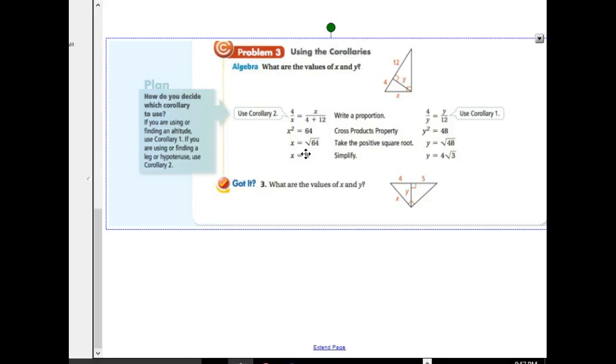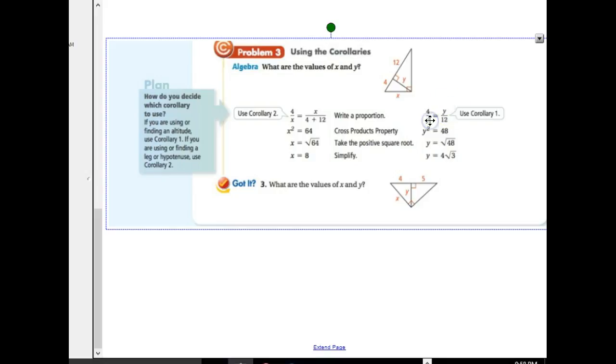Now, if we're trying to find the y value, notice that the y value is the altitude. And according to this over here, we're going to use corollary 1. So we're going to say 4 is to y, which is the short leg to the longer leg, as the short leg is to the longer leg of the other triangle, not the whole big triangle, but the other triangle, this one right here. So 4 is to y as y is to 12.